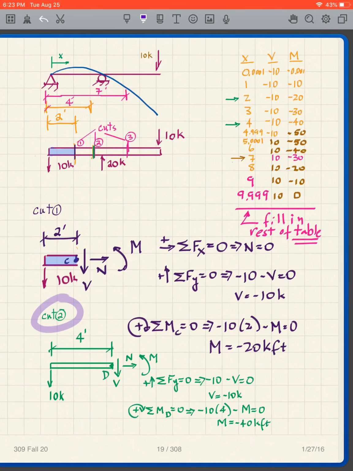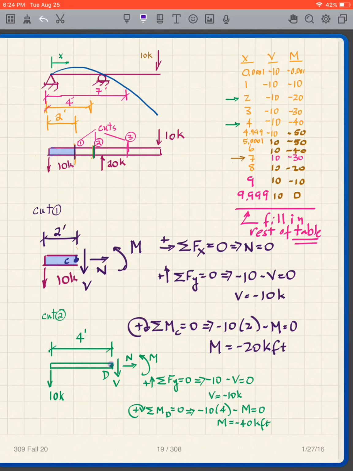Now I'm going to do cut number 2. So I'm making my cut over here at a distance of 4 feet. Here's my beam. I've got my V, my N, my M, as we're going to do over and over again, the V, N, and M. And again, I'm going to take the sum of the forces in the y direction equals 0, and I end up with the same result. I get V is equal to negative 10 kips.